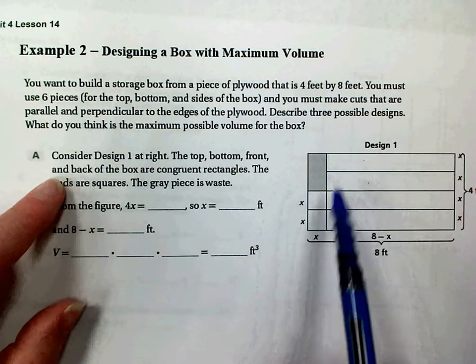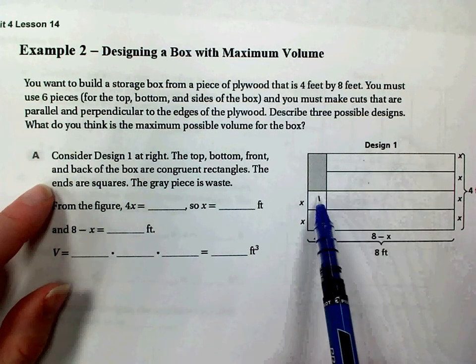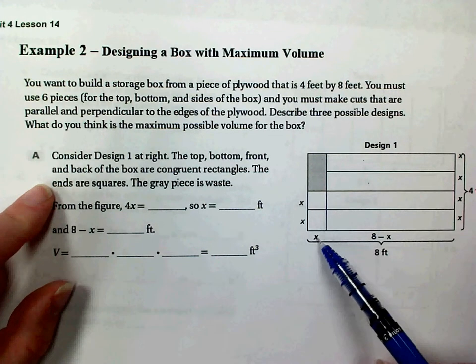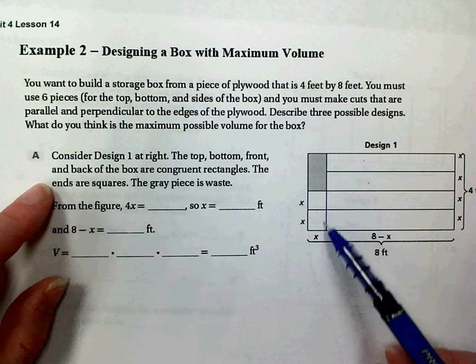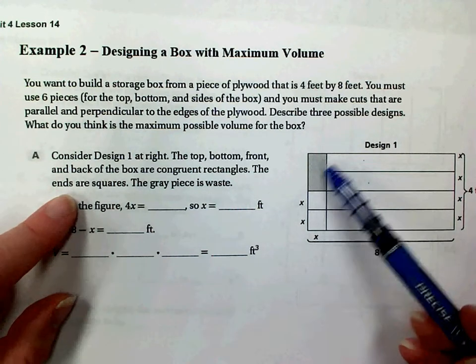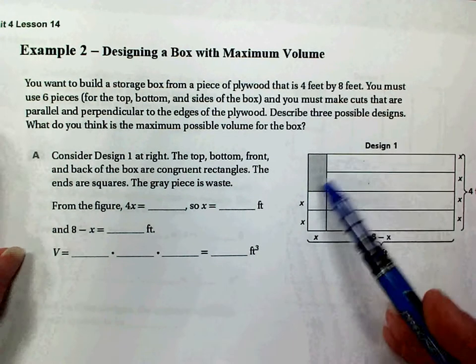The top, bottom, front, and back of the box are all congruent rectangles. The ends are squares. So notice how the dimensions of the square are both x. That means that the dimensions of those sides have to be exactly the same. The gray piece is your waste. Now, when you're making something in the design world, you want as least amount of waste as possible. So we don't want very much waste.